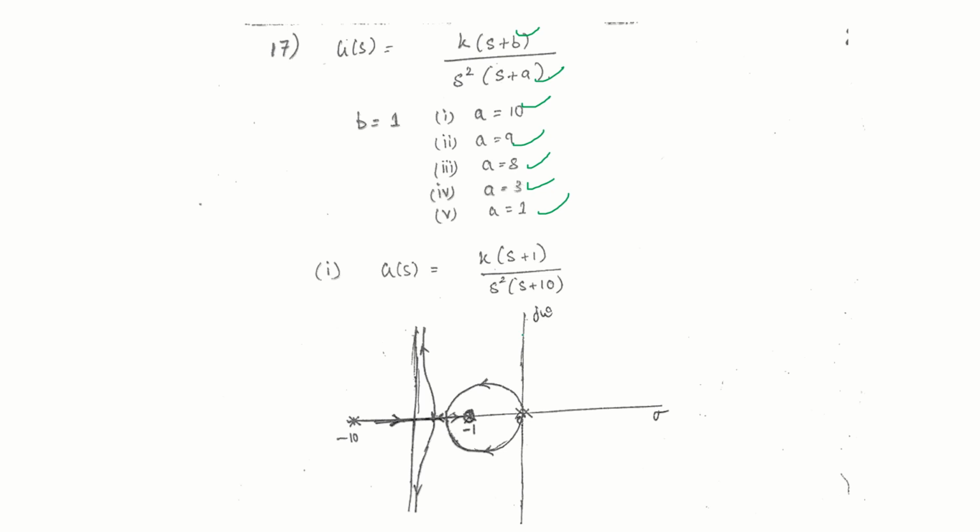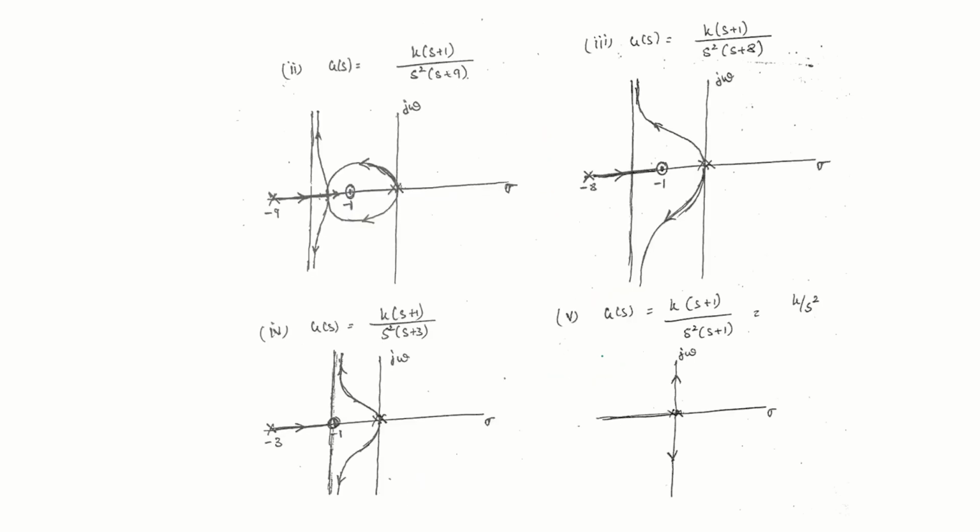Okay, keeping A equal to 10, this is how you get the root locus. For 9 you will get the root locus like this. 8 you will get this. Okay, 3 you will get this. For 1, these two get cancelled, so it will break on the imaginary axis only. You will find the root locus. That's it.